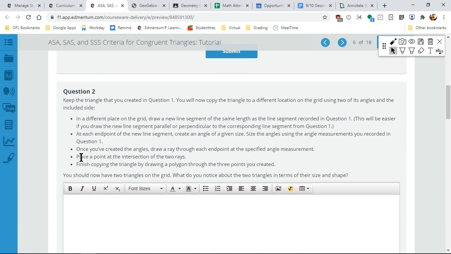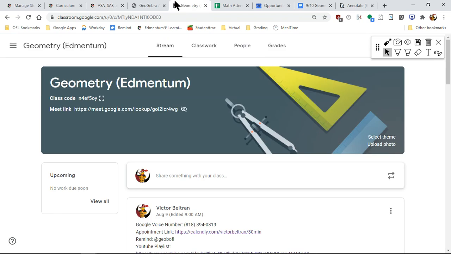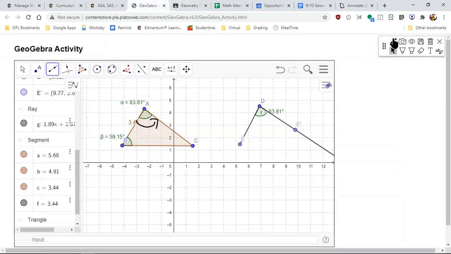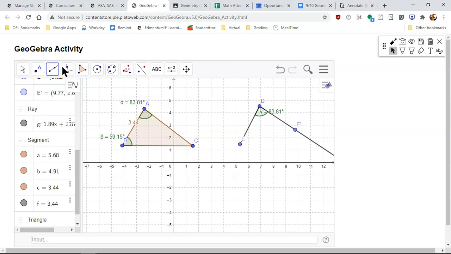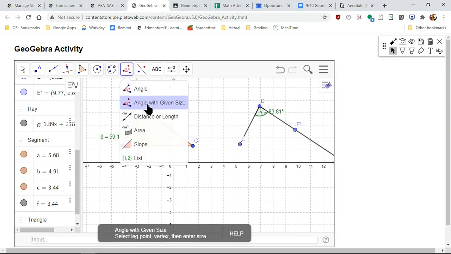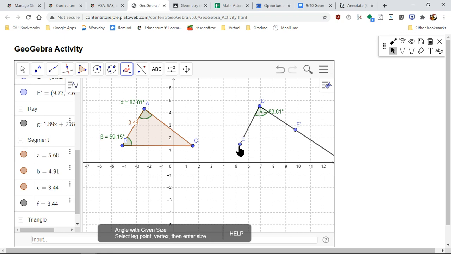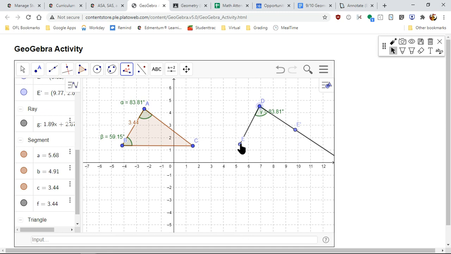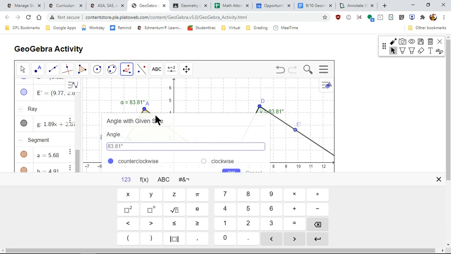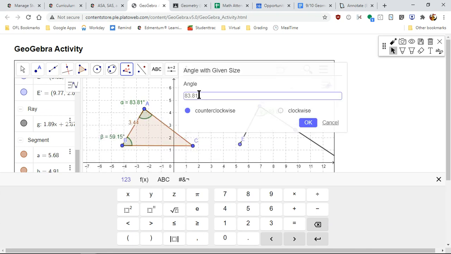Now, on the next part of the instructions, we have to make an angle at the other endpoint. So it says each endpoint. So we have to do this for both. So I'm going to go back, erase that. I'm going to go over here, angle at a given size. Now I want it to be my angle E. So I'm going to go from D to E. And I want this to be the same as my angle B. So I'm just going to copy that down. 59.15.